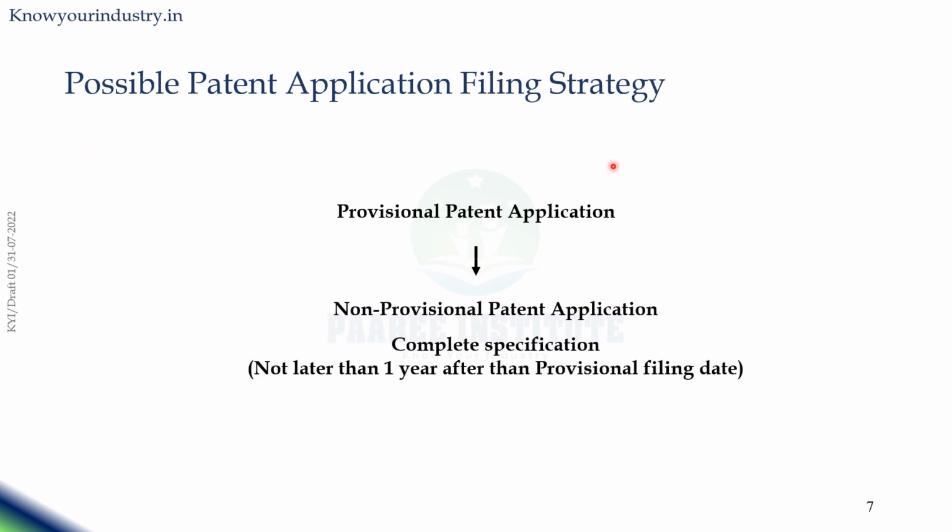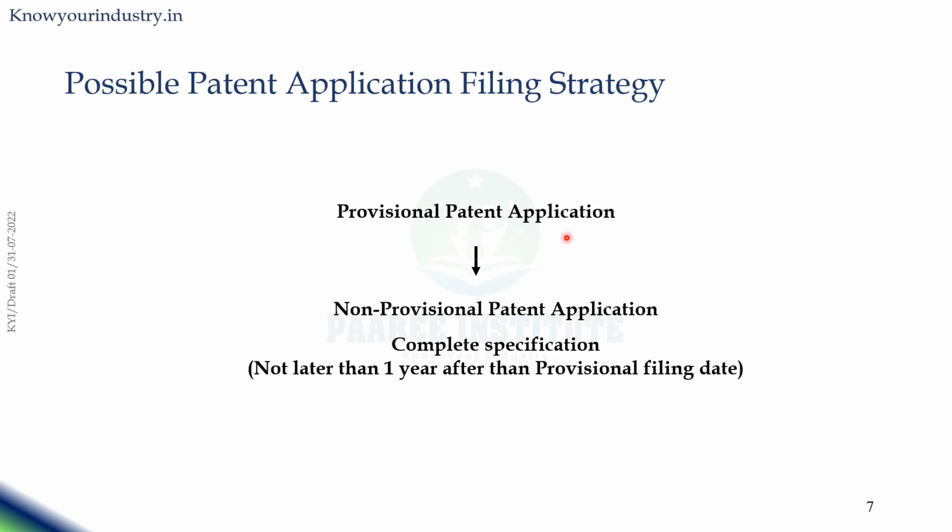Possible patent application filing strategies. There are two kinds of patent application. One is the provisional patent application. Another one is the non-provisional patent application, that is, the complete specification. A provisional patent specification is an application that is filed before filing a complete patent. The word provisional is used because it is an incomplete patent application and a predecessor of the complete specification which comes afterwards.